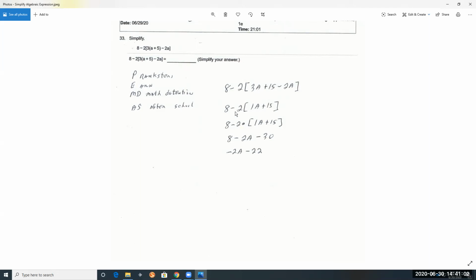Now, a mistake that is often made is people will subtract because they don't notice the multiplication symbol right there between the 2 and the bracket. We should multiply before we subtract. That's a distribution. That means we have minus 2a minus 30. Now we combine like terms, and the final answer is negative 2a minus 22.